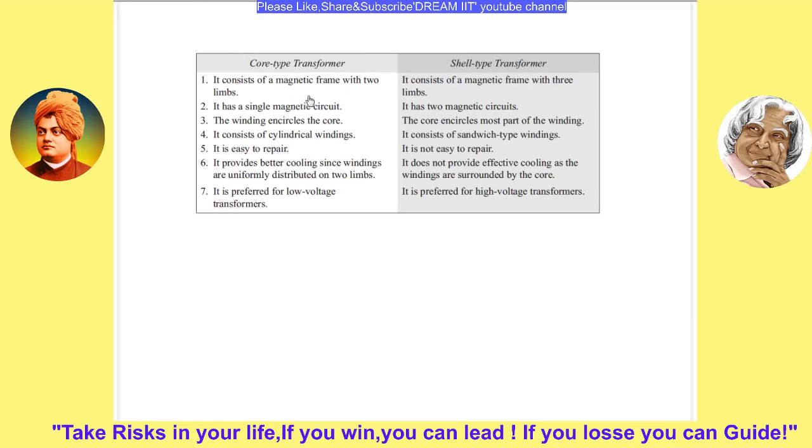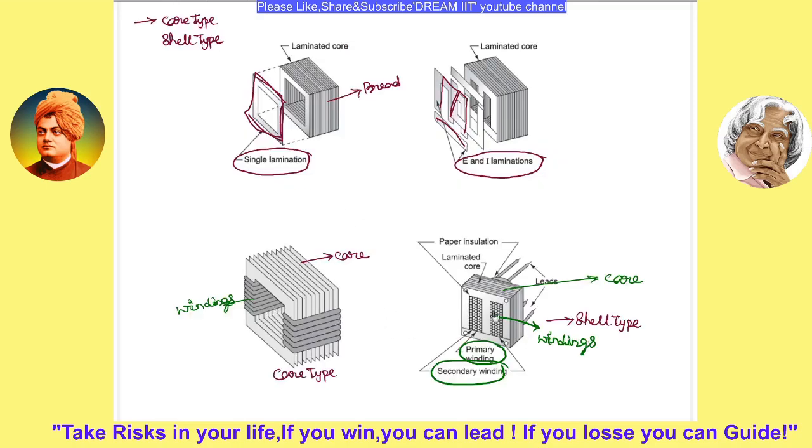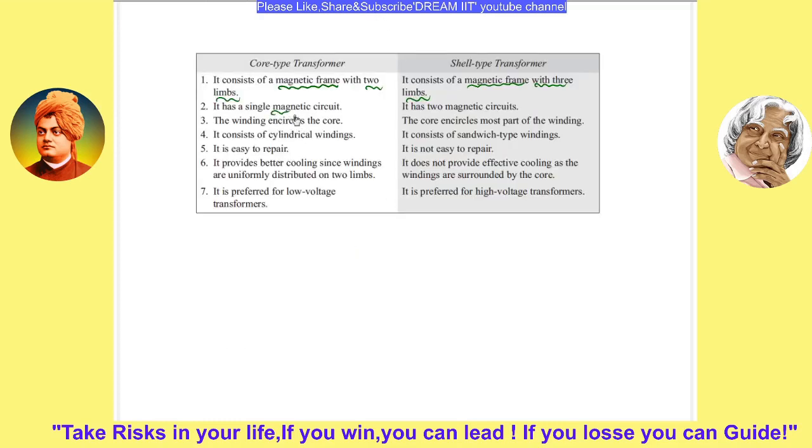First, it consists of a magnetic frame with 2 limbs, and the other is a magnetic frame with 3 limbs. What is the meaning of limb? Limb means this vertical part, we can call it the limb. So here you have the limbs, that is 1, here it is 2, and here it is 3. We have 3 limbs in the case of the shell type. Here you have only 2 limbs in the case of the core type of the transformer. Next, it is a single magnetic circuit. The other is of 2 magnetic circuits. Why is it 2?